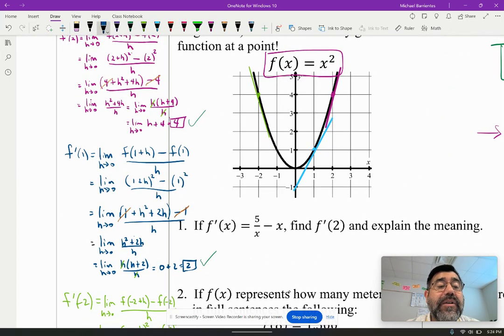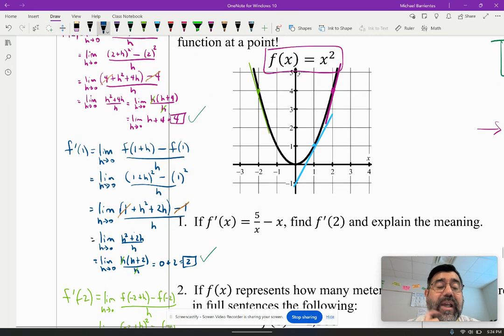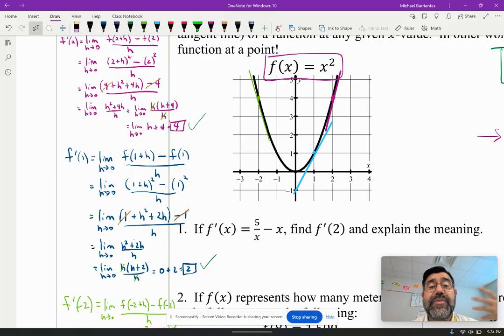For example, notice the first and the last term always canceled, right? And then I always had to factor out an h, and therefore I was able to reduce that h out of the way, and then I was finally able to do direct substitution to figure it out.